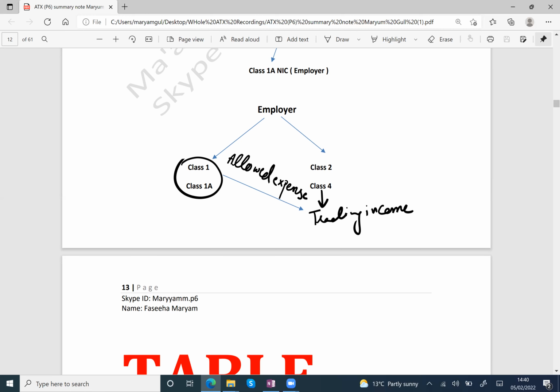This is the relief for the employer. When trading income is reduced, non-savings income is reduced, tax is reduced. Class 2 NIC is fixed, but class 4 NIC can also be reduced.